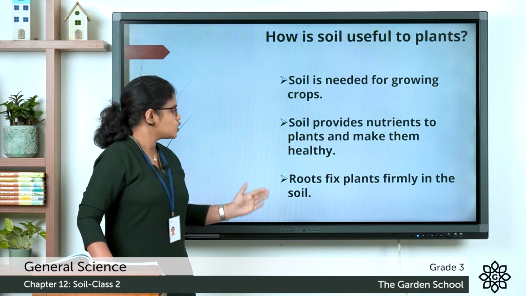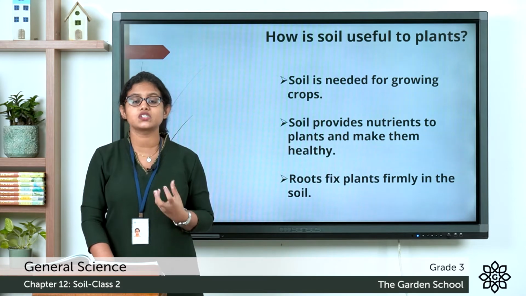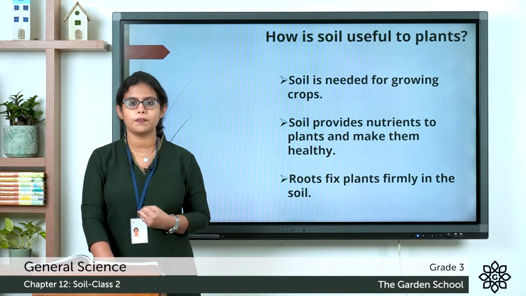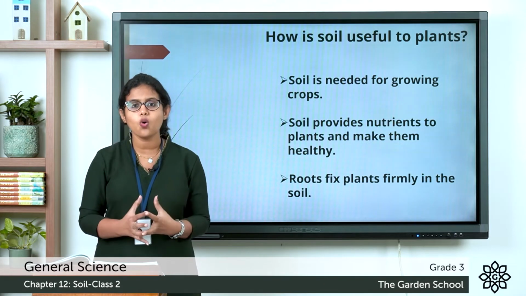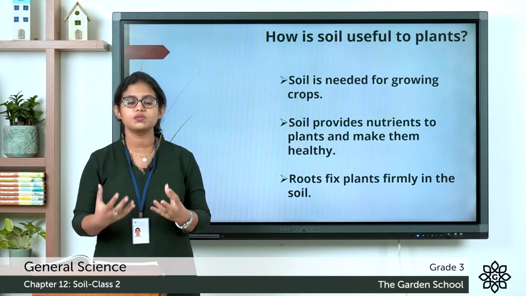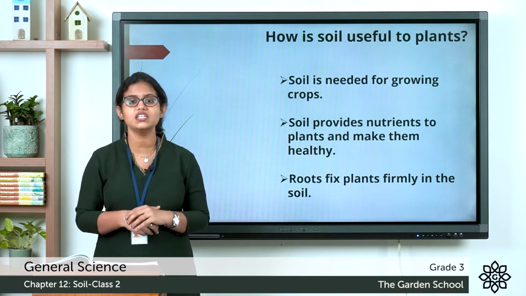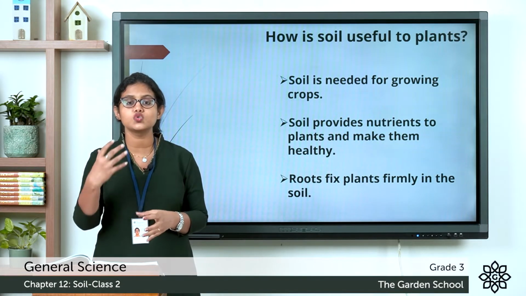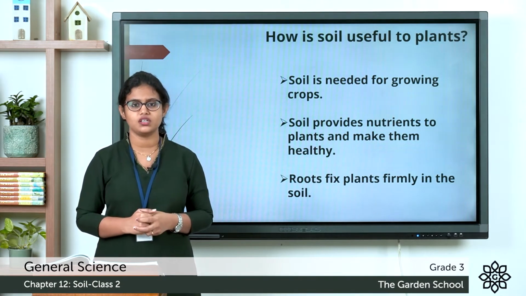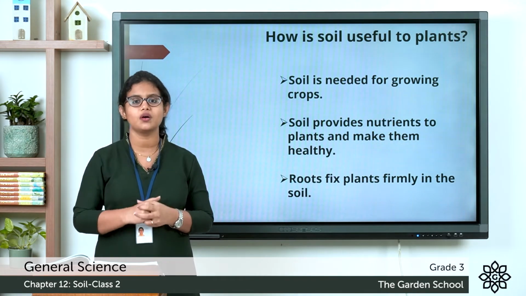Third point, roots fix plants firmly in the soil. The soil supports the roots of a plant. It firmly holds the roots of a plant. Then, what about water? Do plants need water? Yes, even plants need water to live. And the roots absorb water which is present in the soil. So these are the different ways in which soil is useful to plants.